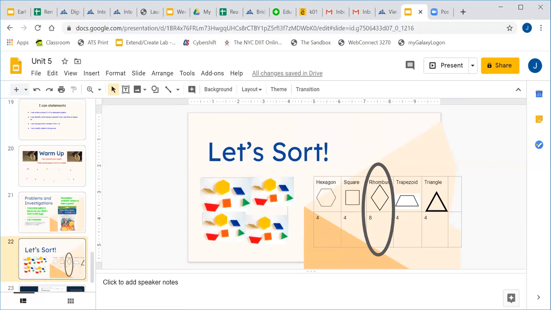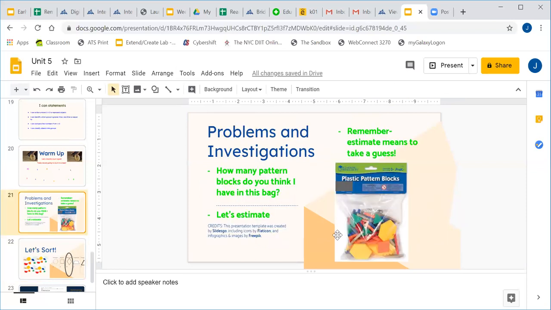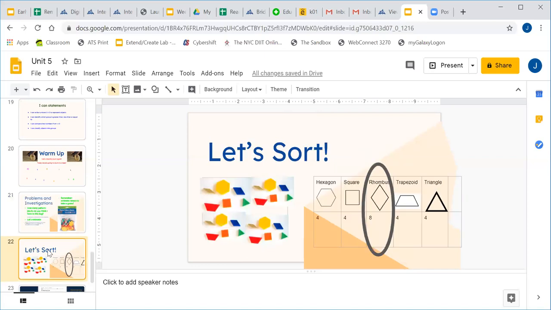Now, again, if we were in school, I would hand each of you a bag of these pattern blocks, and you guys would have to sort them out with your partners. And you would have to estimate and give a guess and try and figure it out. Okay? So we just sorted it out.